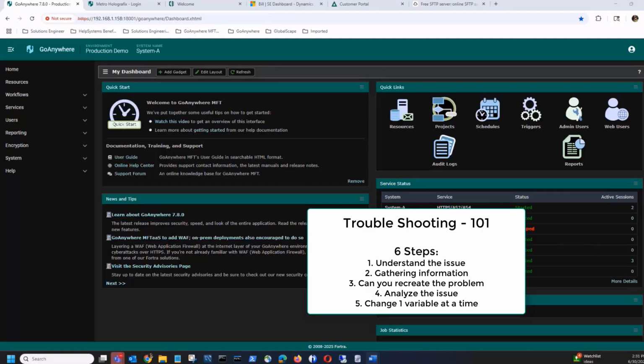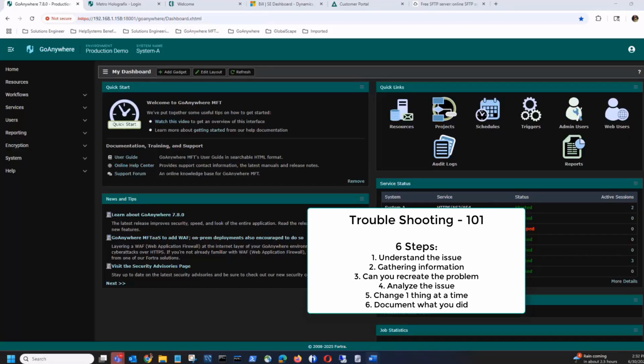While you're testing your solution, there's one rule that you should almost never break, especially in IT, and that is only change one thing at a time. The reasoning behind it is simple. If you change multiple things and the problem is resolved, you may not be able to identify what actually fixed the problem.